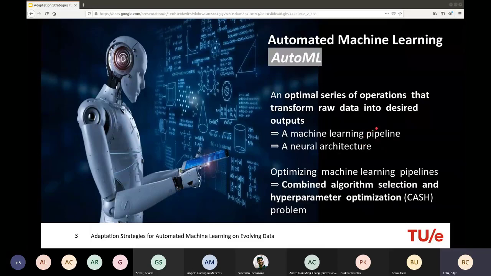And it brings us to the second question: what do we mean by optimizing a machine learning pipeline and how do we do that? There are two main problems in this field. One of them is algorithm selection, finding the right algorithm for the problem, and the other is optimizing its hyperparameters. Combined together, they form the CASH problem, which is the main problem in AutoML research.